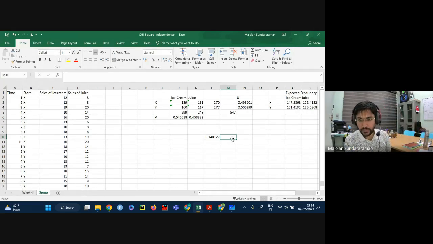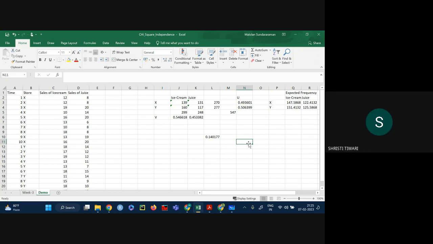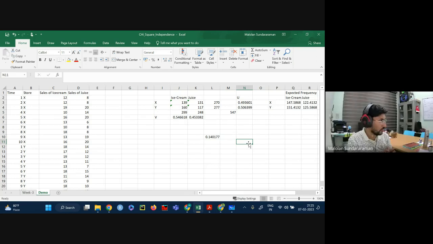Okay? That is the chi-square test in Excel. Of course, for this also you need to get the expected frequency and the observed frequency. Fine? All right. So this is what I had for today.